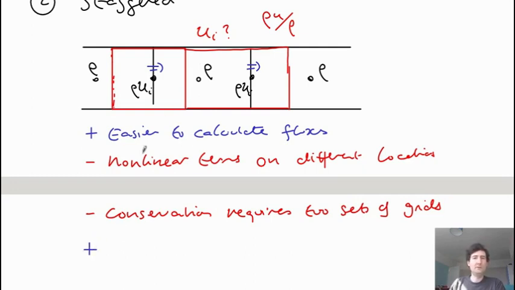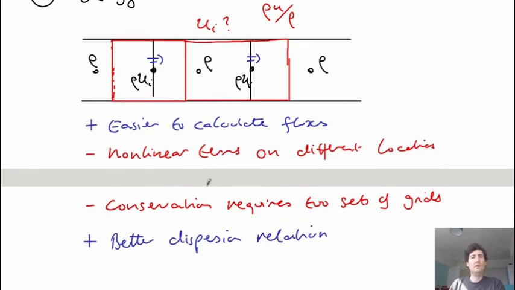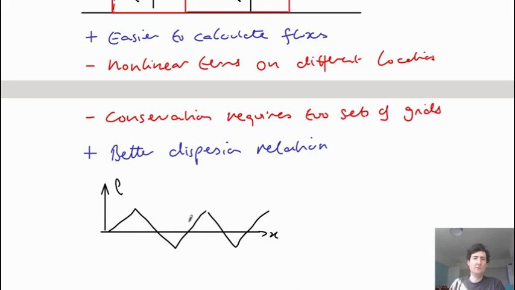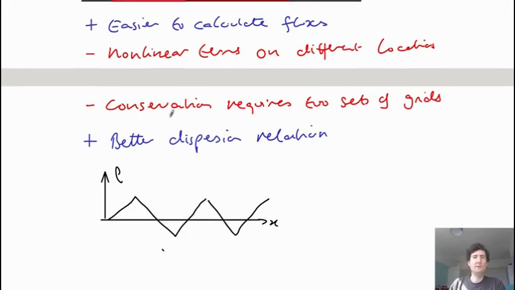It also typically has better dispersion relation properties, because if we try and look at this zigzag mode again, so if I have rho, this is x, so we have some kind of a zigzag mode like this. So alternating grid cells, positive and negative. Now if we calculate the gradients, so u is calculated at these points here, and so now there is a gradient at these locations. So u has a non-zero gradient. So d rho by dx is not equal to 0.